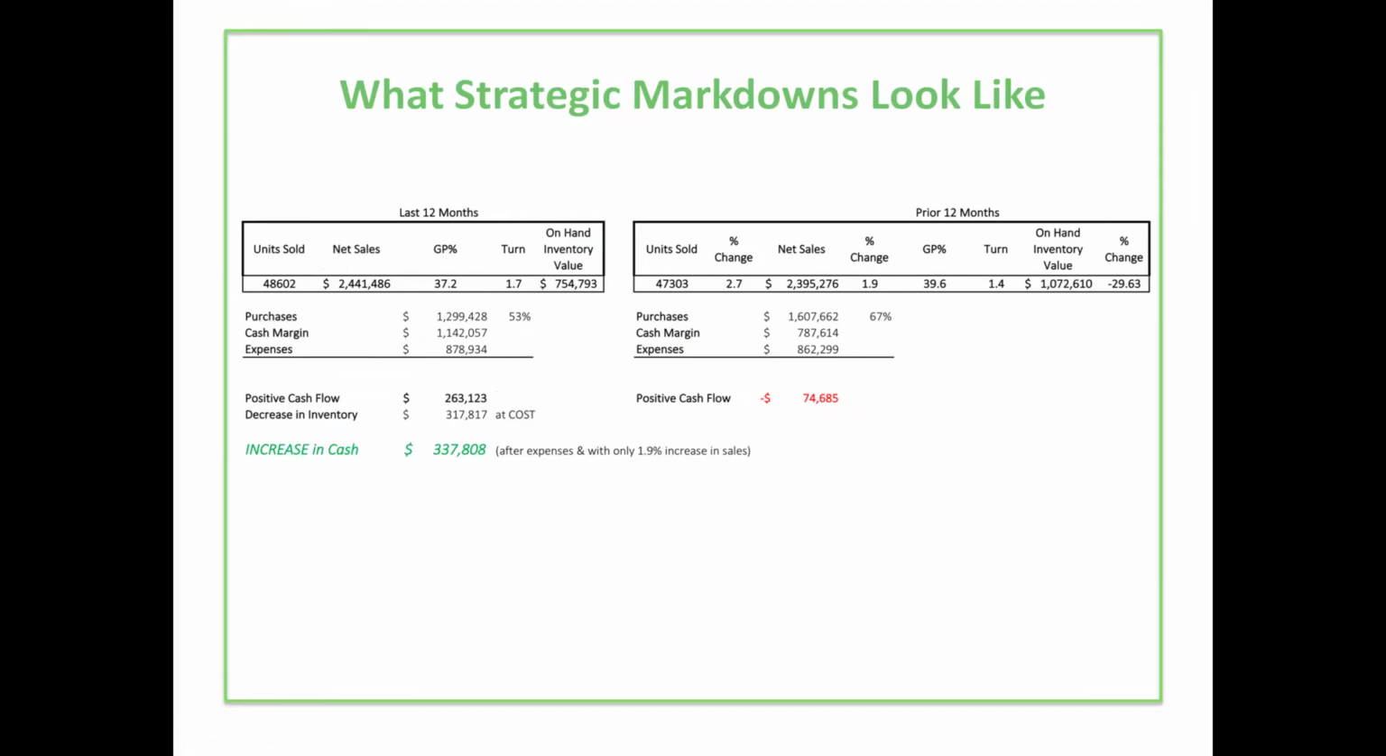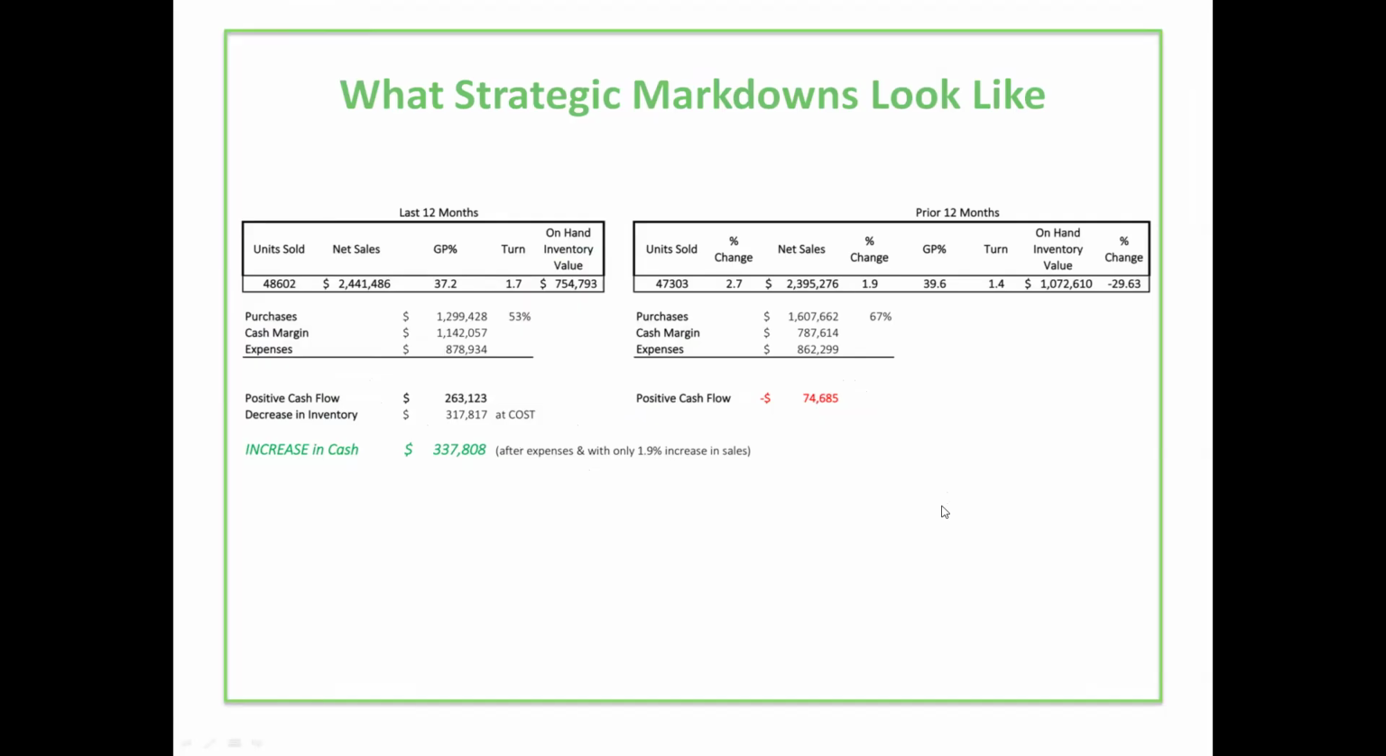Wow. After a year of working together and being very strategic about where we're marking down and where we're flowing in goods with the cash that we have freed up by marking goods down, we have improved the cash flow position of this client from negative 75,000 up to 263,000. That is an increase in cash of $337,808. Let me say that again, $337,808. That's after paying expenses, and that's only with improving sales by 1.9%.